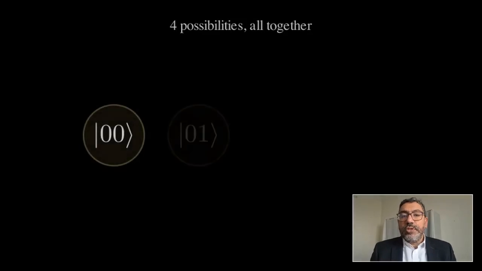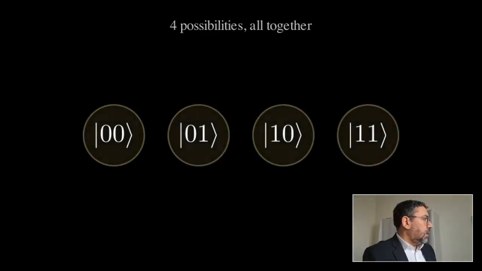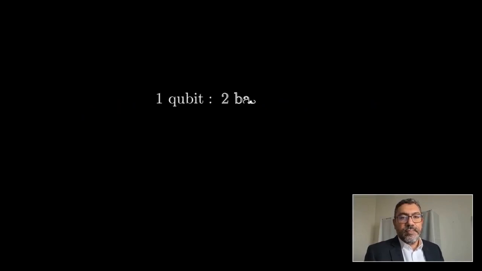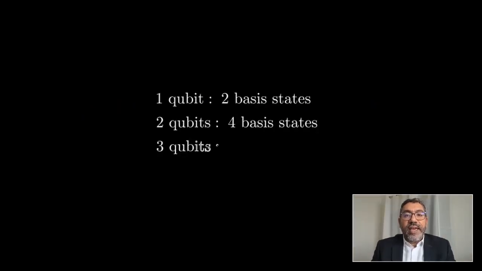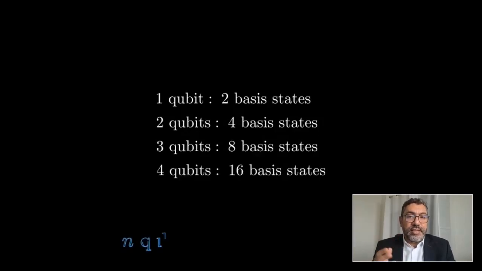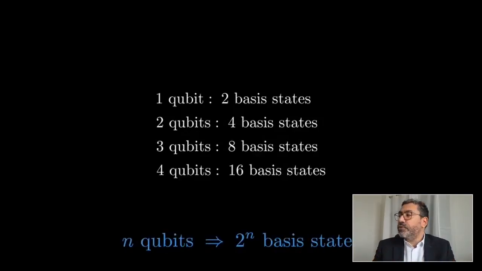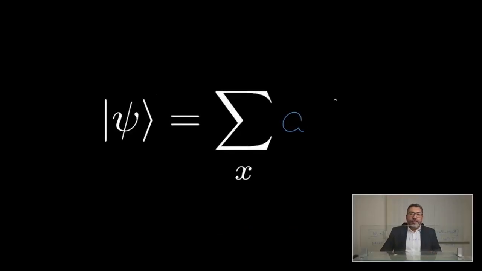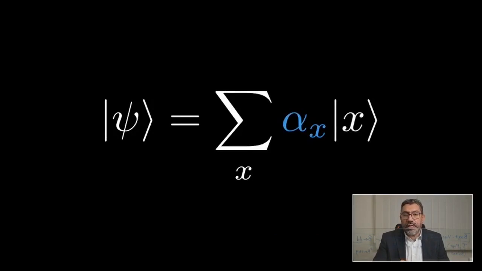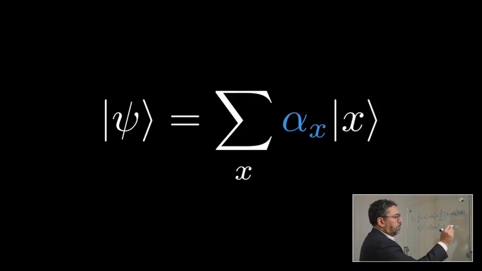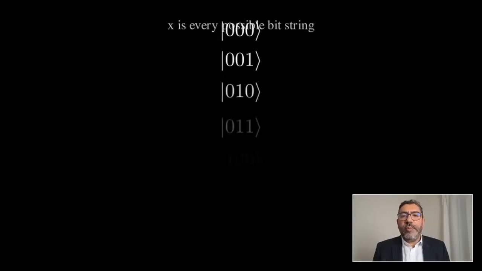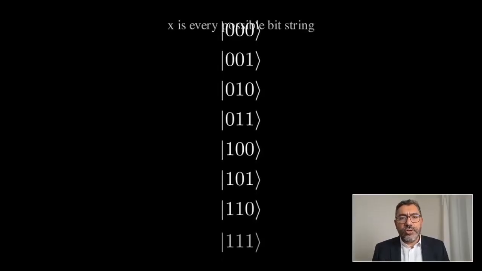This means two qubits do not store just two values. Mathematically, their state is spread across four basis states. For 3 qubits, we have 8 basis states. For 4 qubits, 16. In general, n qubits have 2 to the n basis states. The general equation for many qubits looks like this. Here, x represents every possible bit string: 000, 001, 010, and so on.